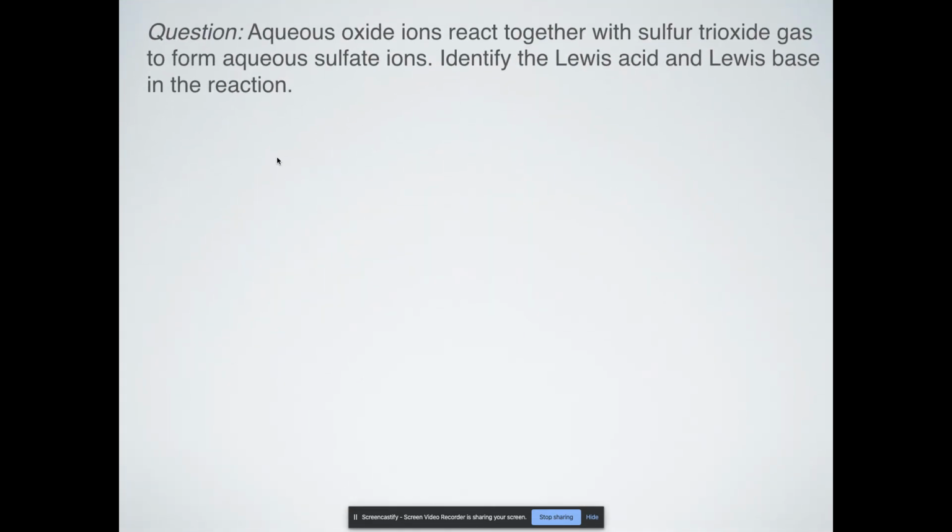So here are two examples. I have aqueous oxide ions that are reacting together with sulfur trioxide gas to form aqueous sulfate ions. Identify the Lewis acid and Lewis base in the reaction. So let's see if you can remember. So oxide ions and sulfur trioxide gas, what would those look like? Well, that would be oxide ions, and this would be our sulfur trioxide gas, SO3. Sulfate ions, SO4 2-. Okay, great. So which one of these two would be our Lewis acid and our Lewis base?